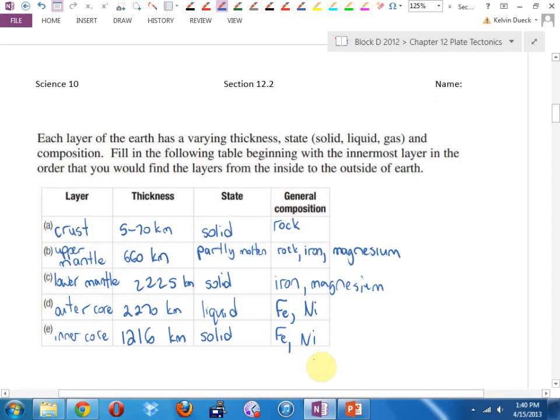The only thing I'm looking at in the instructions says beginning with the innermost layer to the outside. Let's cross out innermost and put outermost and inside. We went from outside to inside instead of the other way around. If you're looking for a dumb way to remember it, CMC: crust, mantle, core. I think you'll be okay. Upper and lower mantle, figuring out which one is which, and inner and outer core, figuring out which one is which.